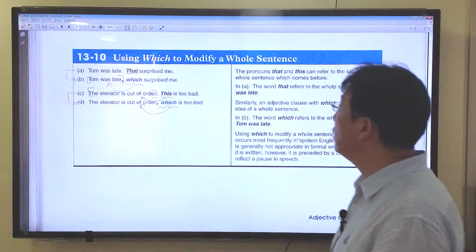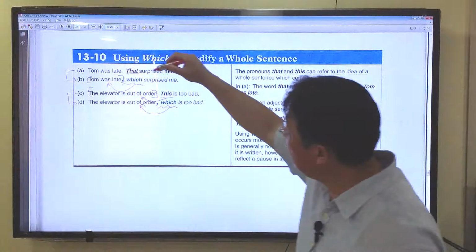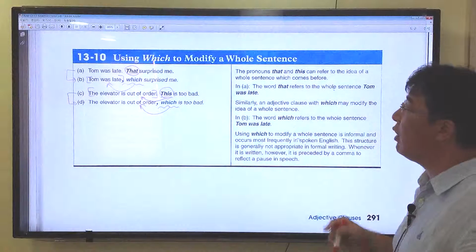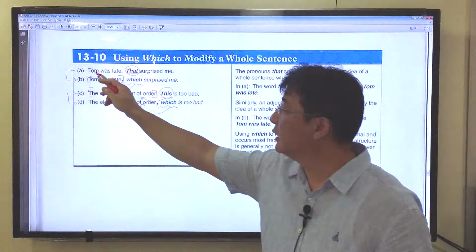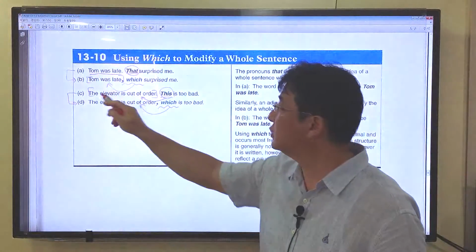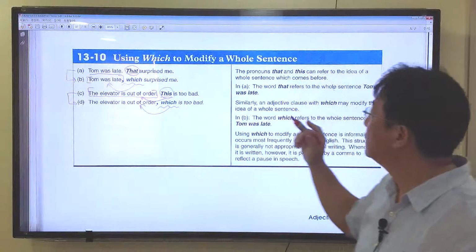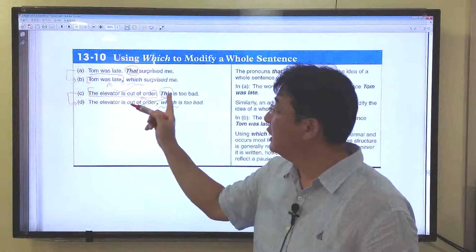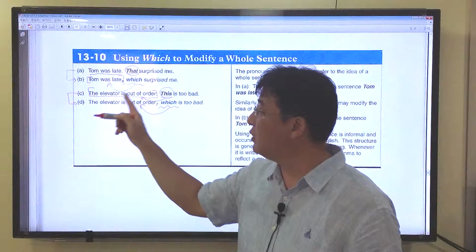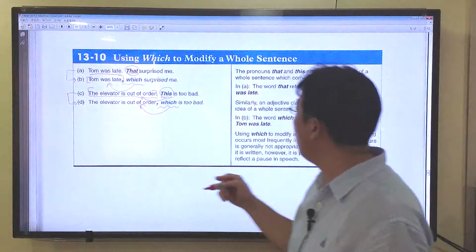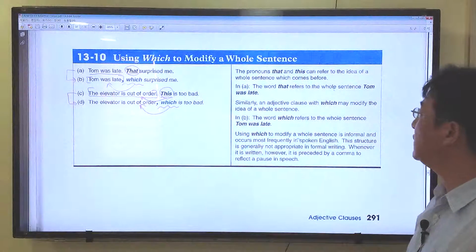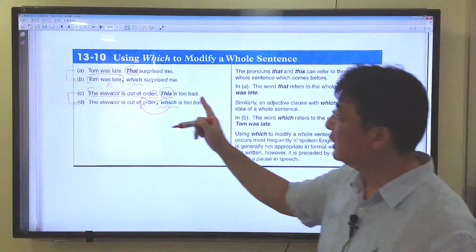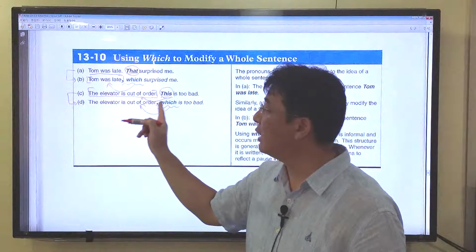아시겠죠? 그죠? So the pronouns that and this can refer to the idea of a whole sentence which comes before. 그래서 that은 이 전체를 나타내고요. this도 이 전체를 나타냅니다. 그죠? So the word that actually refers to the whole sentence of Tom was late. The word this actually refers to the whole sentence of the elevator is out of order. 그죠? 비슷하게 an adjective clause with which may modify the idea of a whole sentence. 그래서 which가 전체를 다 꾸며주는 겁니다.